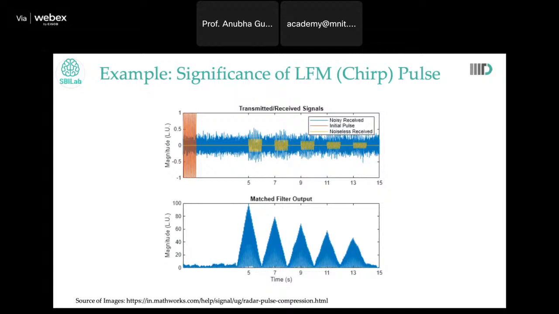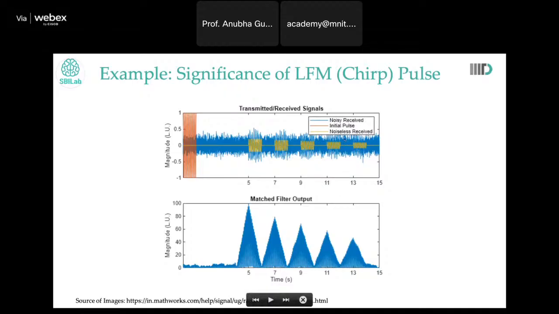Now, what is the significance of this chirp signal? Let us say that you initially transmitted this orange colored pulse and there is noise over the channel. So what you receive is this blue thing, which is the noisy signal. You don't know whether it contains echoes received after striking the targets. But if it was a noiseless scenario, we would have received 1, 2, 3, 4, 5 echoes, which means there were 5 targets in different locations from which the echo was received, right?